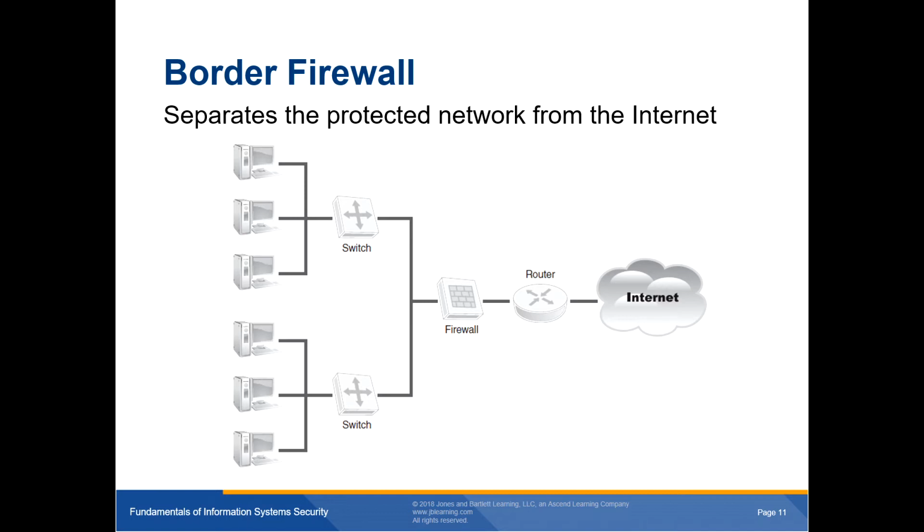In this basic approach, it simply separates the protected network from the internet, normally sits behind the router, receives all communications passing from the router into the private network and from the private network to the internet, normally used in either packet filtering or stateful inspection.